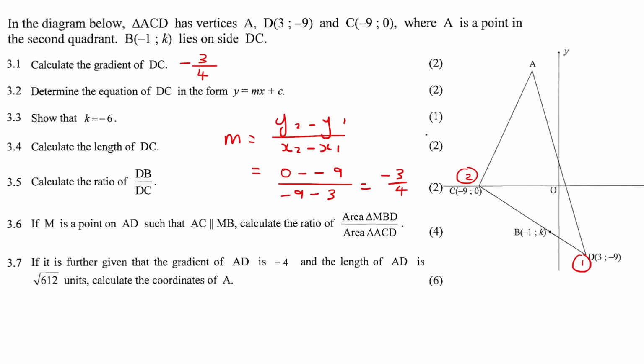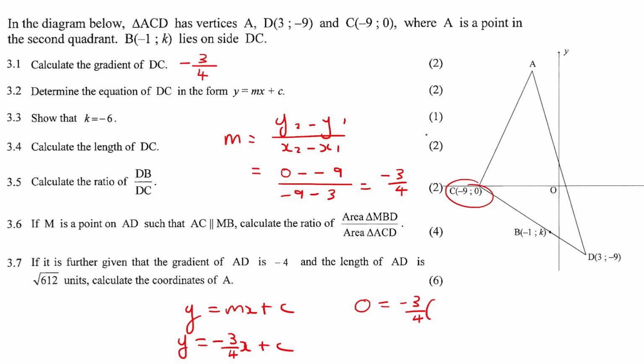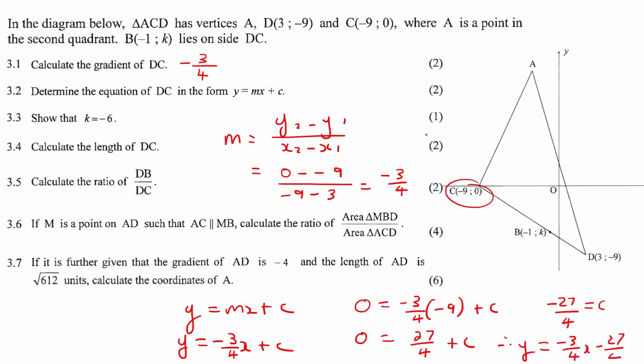Next one says, determine the equation of DC. Well, we know it's a straight line, so it's mx plus c. We already worked out its gradient is negative 3 over 4. Then to find c, you just plug in any point on that line. I'm going to plug in this point over here, so 0 as the y value and minus 9 as the x. And so you're going to end up getting 27 over 4 if you multiply these two together. And then if you take that over, you're going to end up with c equals negative 27 over 4. And so therefore, y must be equal to negative 3 over 4 x, take away 27 over 4.